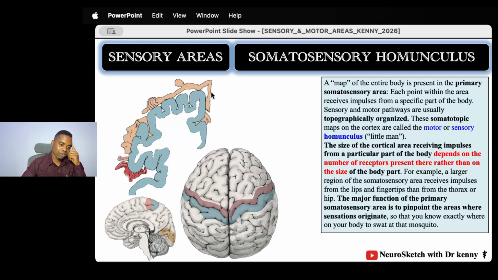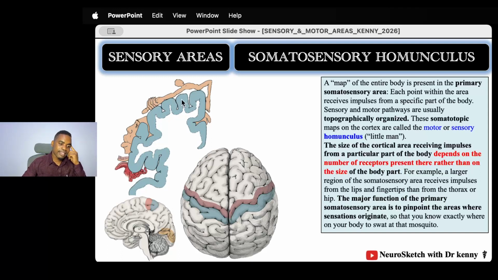And this is why you have the lower limbs on the medial side, but the face is more to the lateral side. Number two, you see you have different sizes. For example, the face is being represented higher than even the trunk, but in reality the trunk is bigger than the face. This is also very important to note, that the size of the body part in the somatosensory homunculus does not correspond to the actual size of this body part in reality. Because in reality the trunk is bigger than the face, but you see the face is highly represented in the primary somatosensory area. Same applies, the arm is highly represented, at least the hand is highly represented.